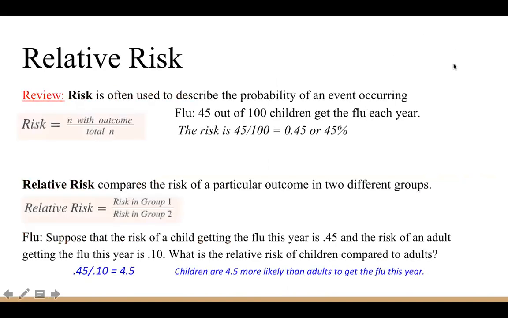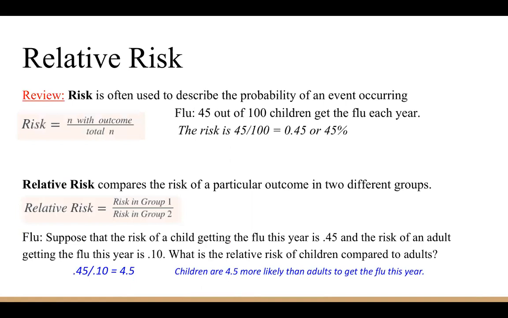All right, so relative risk. This is pretty new. If you remember risk, which we worked on earlier in the semester, you definitely need to know that because you'll be going back to midterm 1. Risk is used to describe the probability of an event occurring. You calculate risk by the number with an outcome over the total number. For example, for flu, 45 out of 100 children get the flu each year. So the risk is 45 over 100, or 45%.